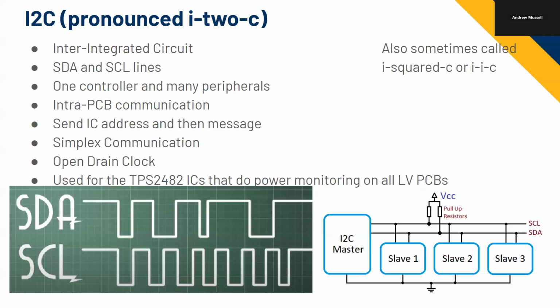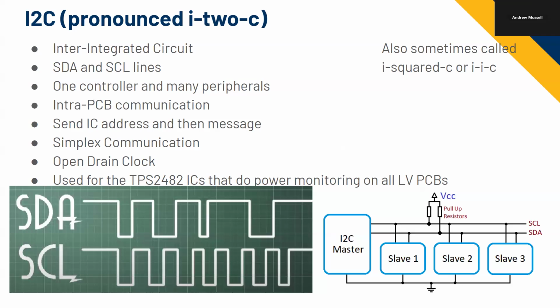What's bidirectional? Bidirectional refers to I can talk to you and you can talk to me. If you were able to do it at the same time, that would be called duplex communication. If you can't do it at the same time, that would be half duplex communication. Simplex is where I can only tell you or you can only tell me. So yeah, sorry, that's an error on the slide. I2C is half duplex. And then this is an open drain clock. We'll talk about that later, so we'll skip over that for a second.